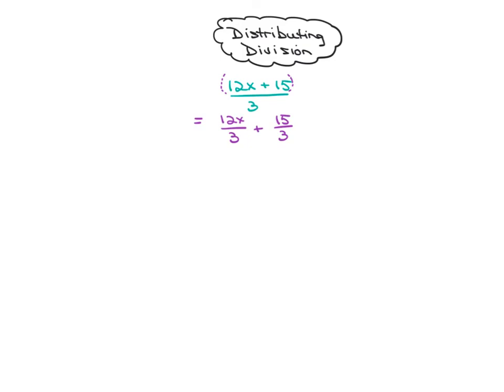Notice the connections to adding fractions. If I had two fractions that I was going to add with a common denominator, I would just be going this direction and combining or adding my numerators. We're just going the opposite way when we're distributing division. All right, and if we keep going, 12x divided by 3, 12 divided by 3 gives me the integer 4, plus 15 divided by 3 is 5, and we're done. So everything you know about distributing multiplication over addition, subtraction absolutely works when you're distributing division.